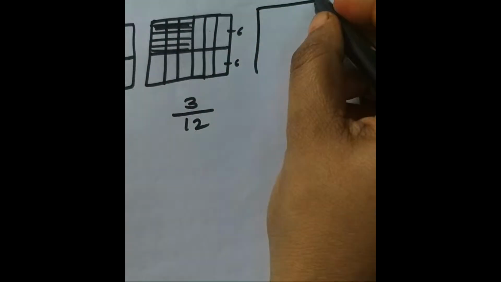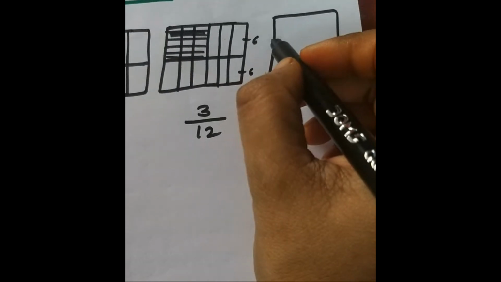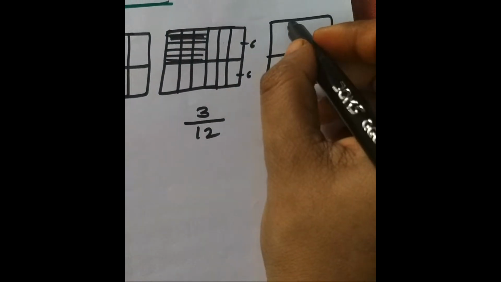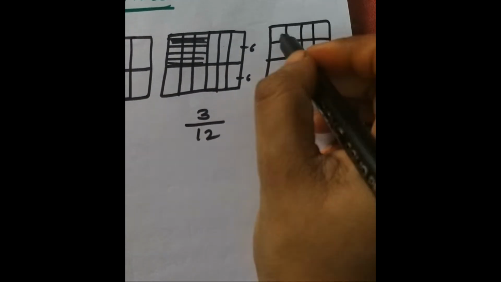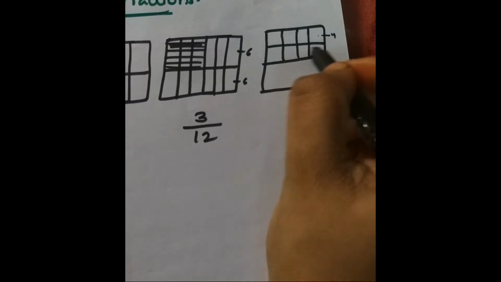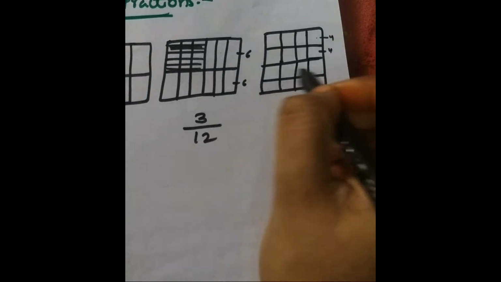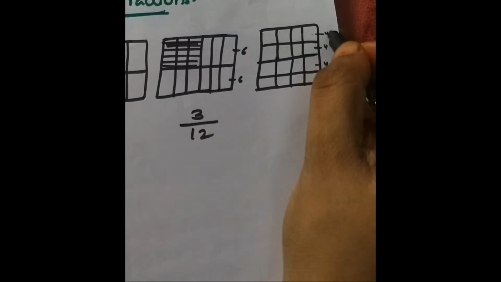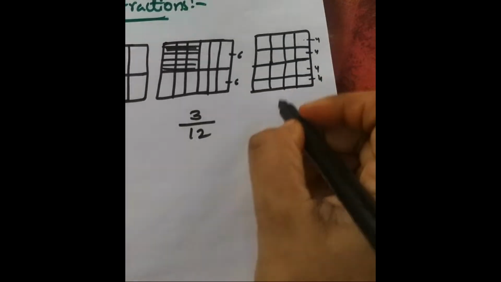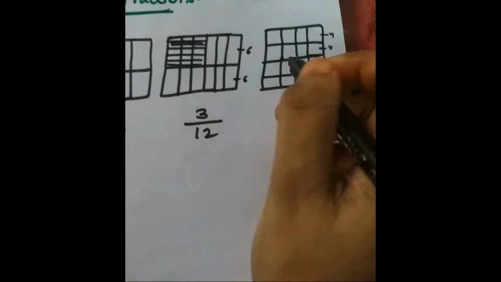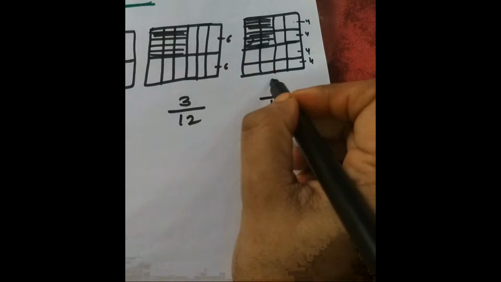Another example is 16 parts, which means 4 by 4. That is 1, 2, 3, 4, 1, 2, 3, 4. Here also there are 4 equal parts in each row, which means 16 parts in total. 1, 2, 3 up to 16 parts are there in total, and I am shading 4 parts: 1, 2, 3, 4.